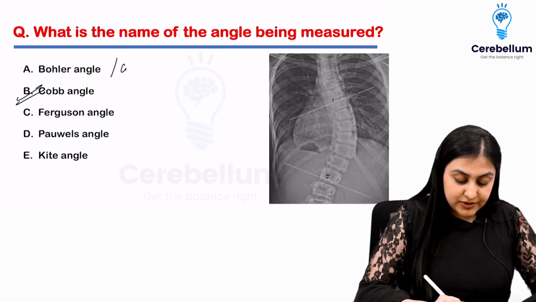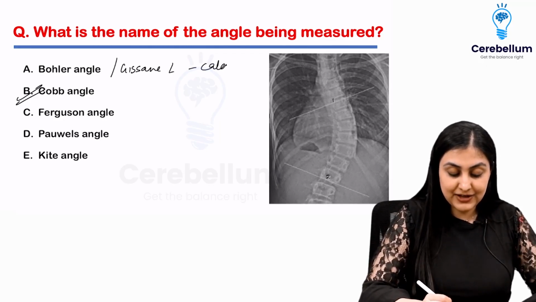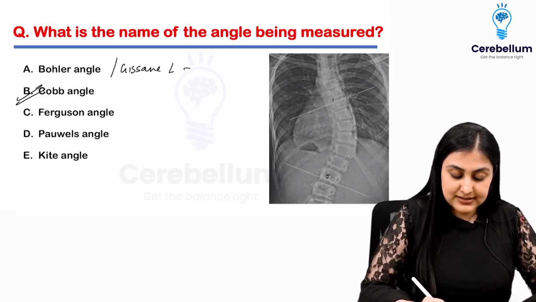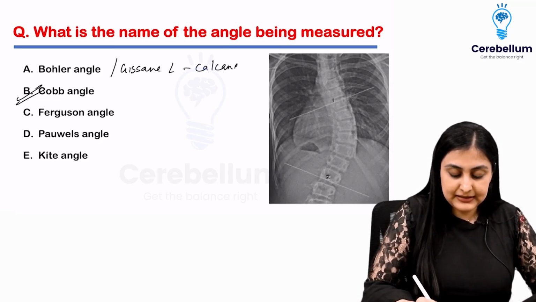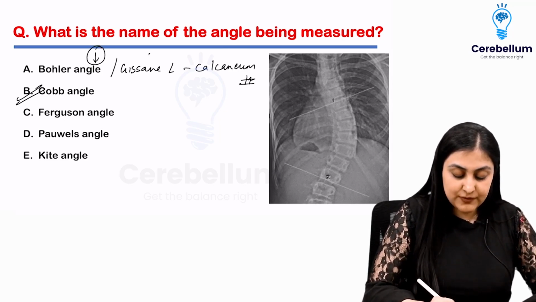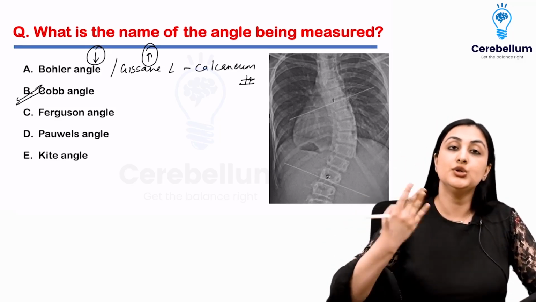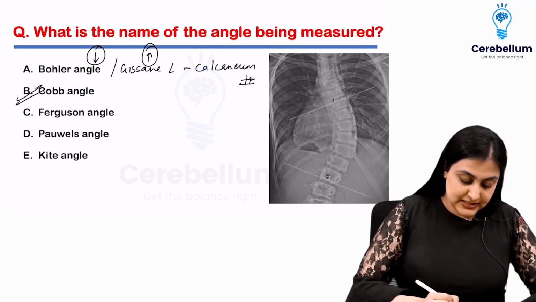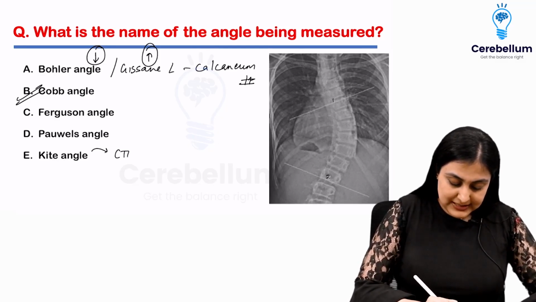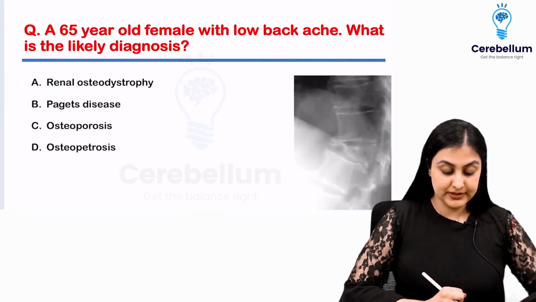Remember that the Bohler's and the Gissane angle are used in calcaneal fracture. Alright, so these are two angles that you're going to hear in calcaneum fracture. Remember, Bohler lowers whereas Gissane increases. So the trick here is Bohler lowers. Kite's angle is what is important, which is used in CTEV. Alright, so this is used in CTEV is what you want to remember.